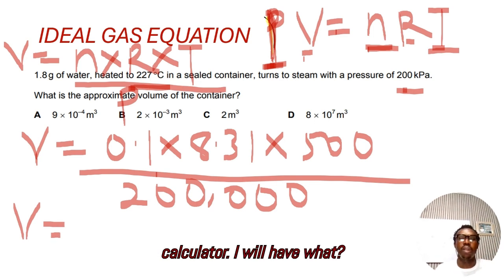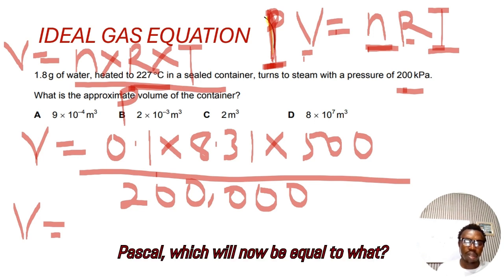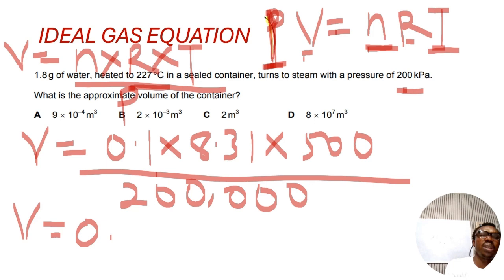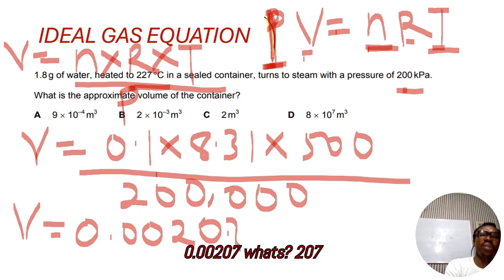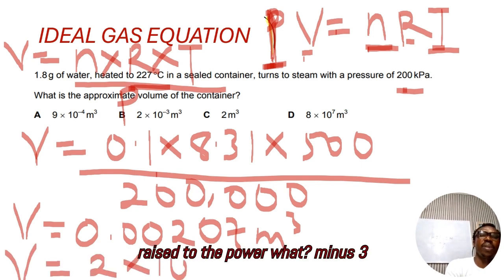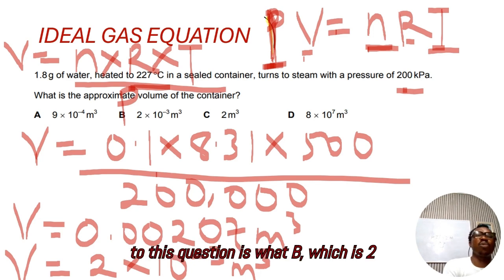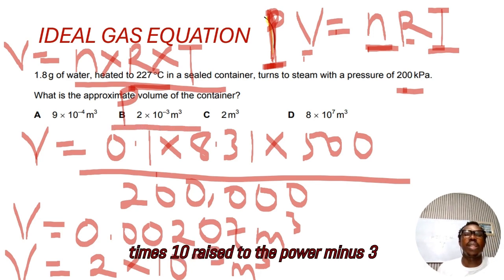So to use my calculator, I will have what? 0.1 times 8.31 times 500, divided by 200,000 Pascal, which will now be equal to what? 0.00207 meter cube. So in standard form, it will now be 2 times 10 raised to power what? Minus 3 meter cube. So the answer to this question is what? B, which is 2 times 10 raised to minus 3 meter cube.